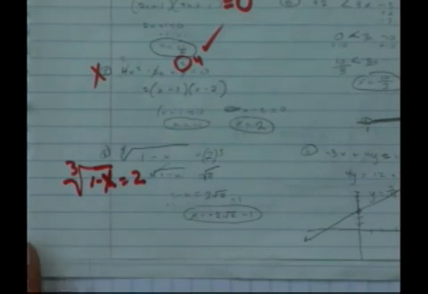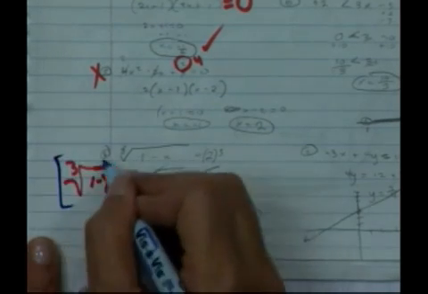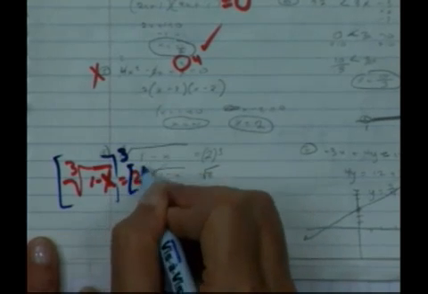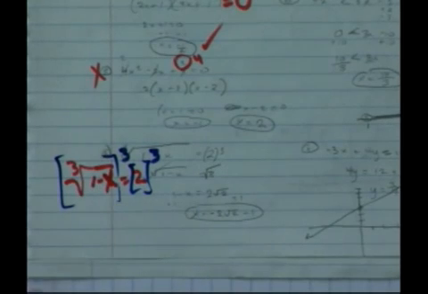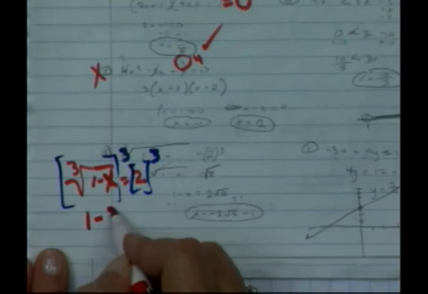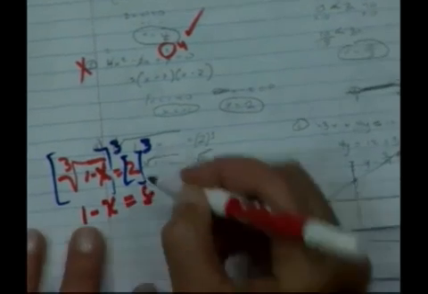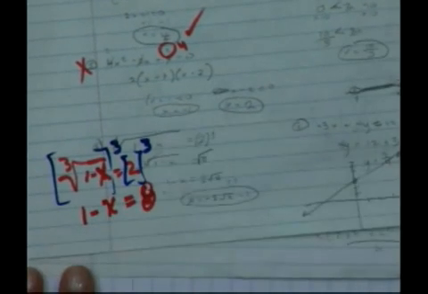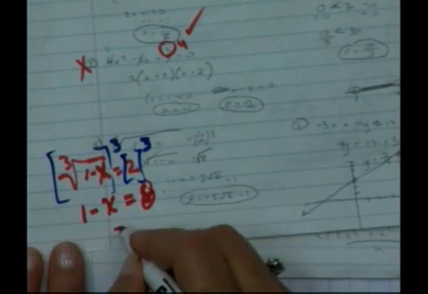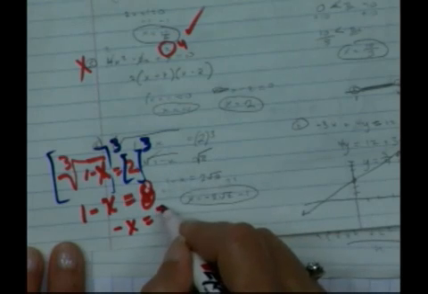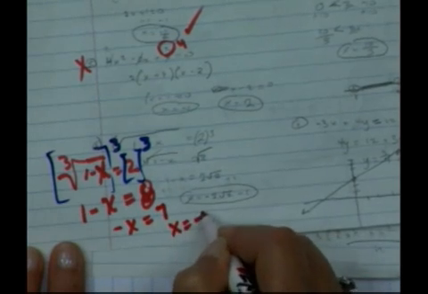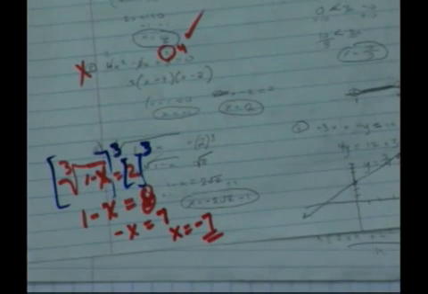And now when you cube both sides, the cube of a cube root will eliminate the radical, so you get 1 minus x equals 8, because 2 cubed is 8. So negative x is equal to, subtract 1 from both sides, I guess that would be now 7. So x is negative 7. Okay, is that number 6? X is negative 7. All right.